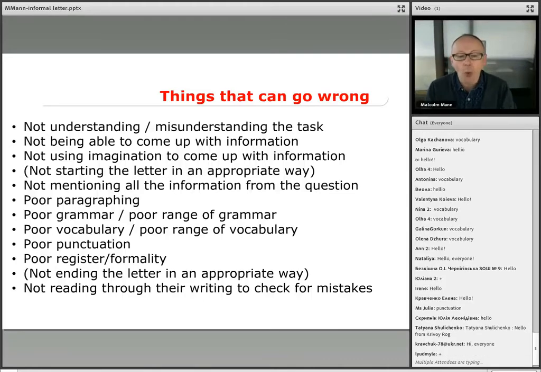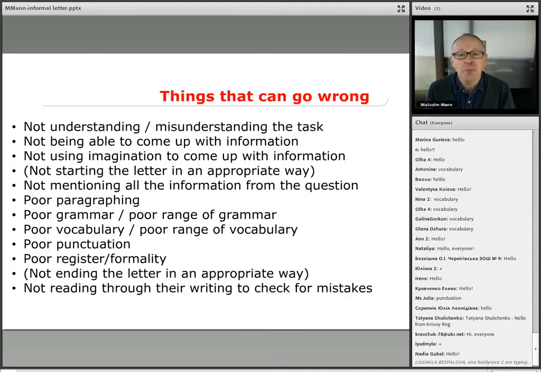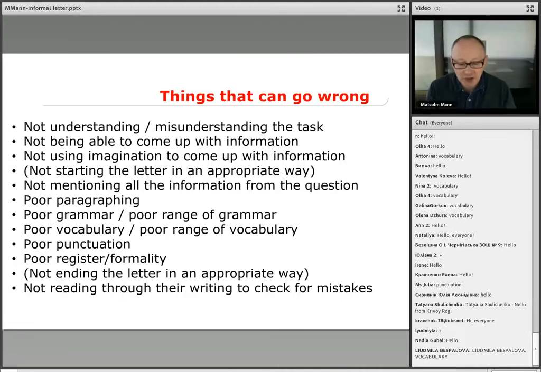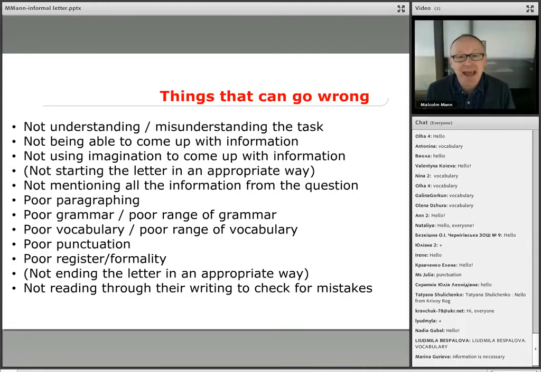Not mentioning all of the information from the question. You might have understood the question, but in the stress of the exam condition, for example, you might just forget to include some of the information, and then you'll be marked down, of course.